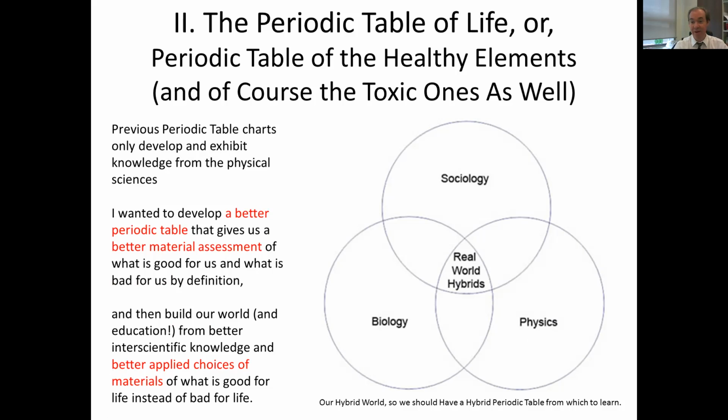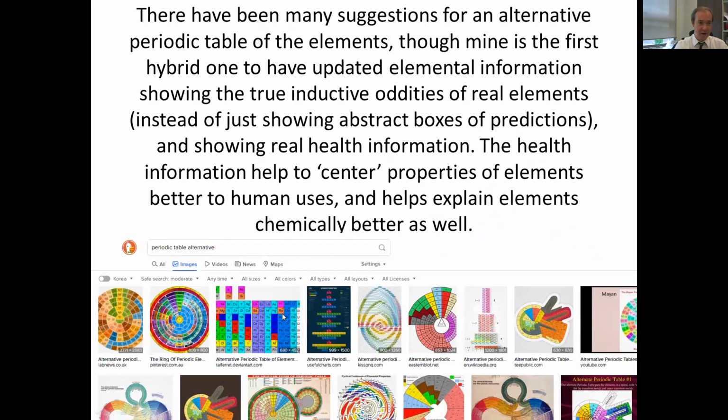Going back to Heberlein, this will be a cognitive fix, right? Cognitive fixes, Heberlein said, are very cheap. So I see the periodic table of life as a very cheap cognitive fix for a lot of very bad material decisions. Anyway, I want to develop this better periodic table that gives us a better material assessment of what is good for us and what is bad for us by definition, and then build our world and education from better interscientific knowledge of the better applied choices of materials, of what is good for life instead of bad for life.